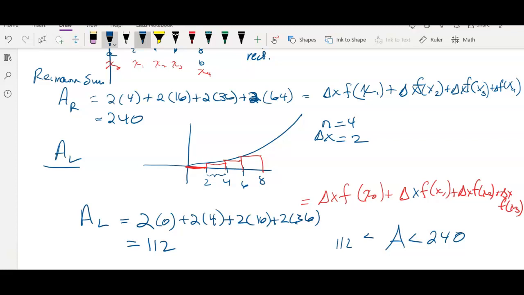Now, we did the left, we did the right. Where do you think it might be better to hit the curve? In the middle. In other words, we could do what we call a midpoint area.